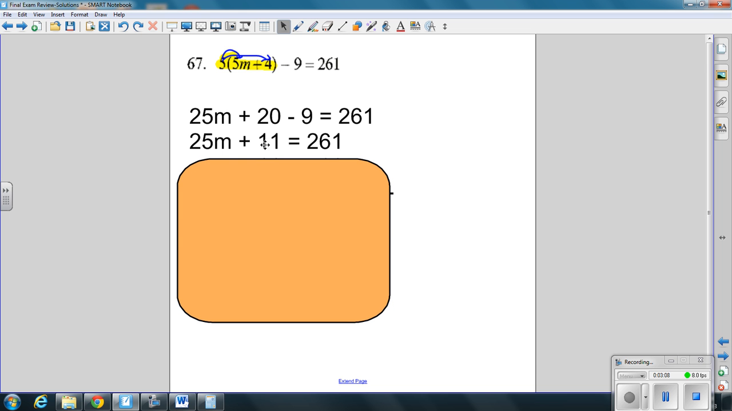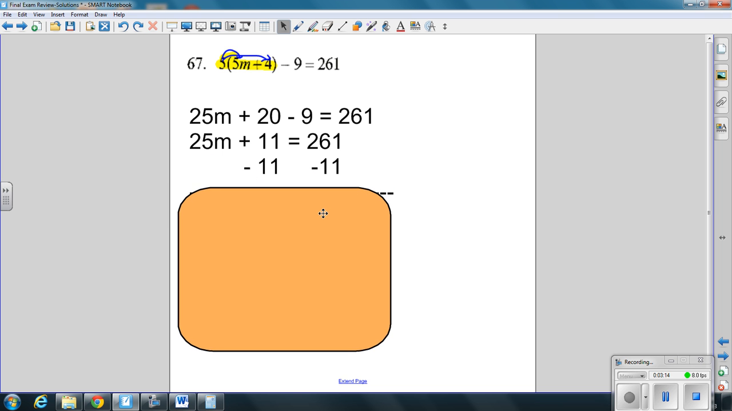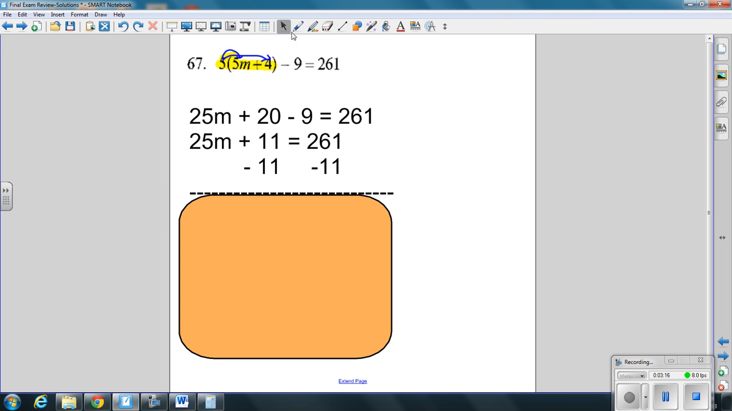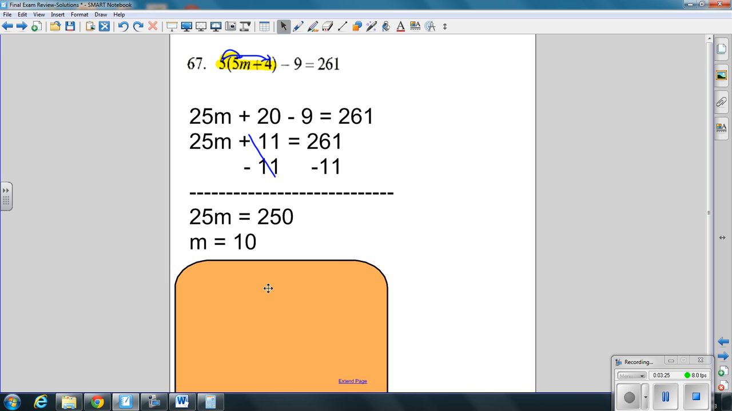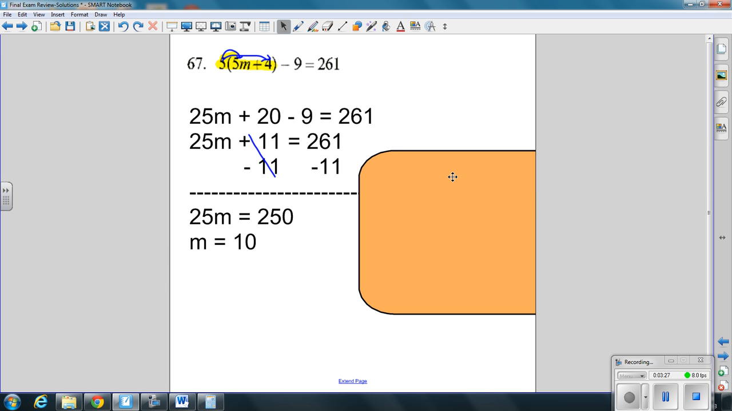I want to combine like terms. Since this is a constant as a solution, I'm going to subtract 11 to both sides as such. Remember, these cancel out here, giving us 25m equals 250. Divide both sides by 25, and we get m equals 10.